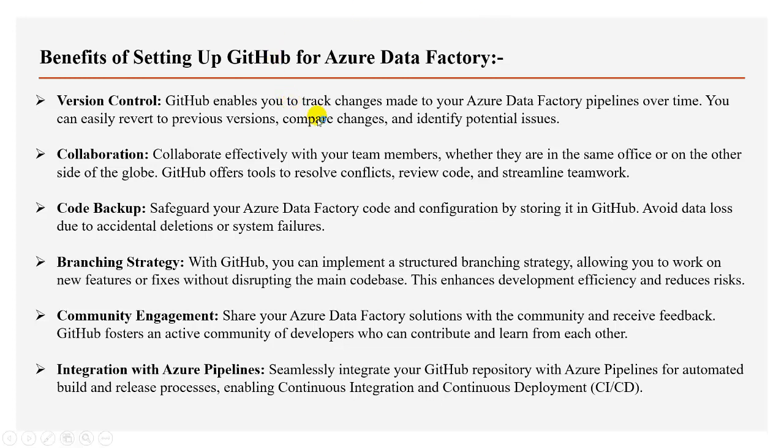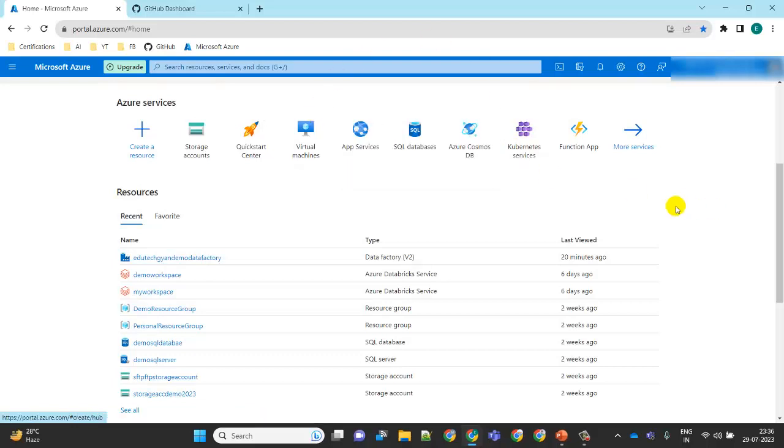Okay, so the next point is practical implementation. So let's get started. How can we implement a GitHub repository in the Azure Data Factory? We'll see it practically. For that, we need to log in first to the Azure portal. So this is the Azure portal. Once you log into the Azure portal, it will look like this.